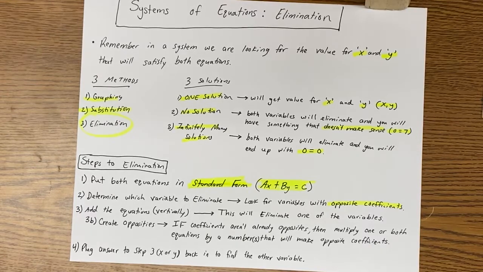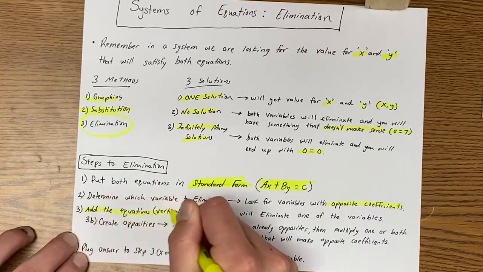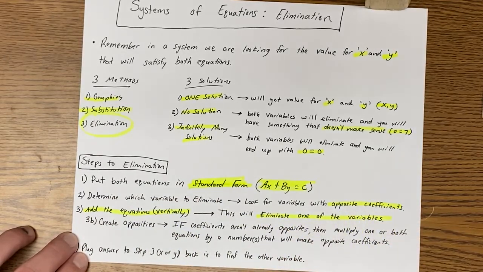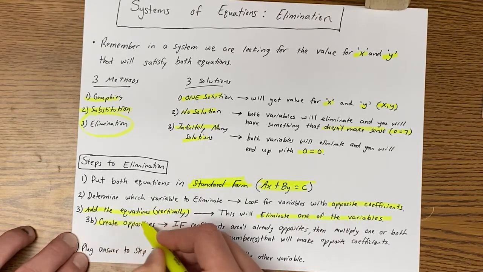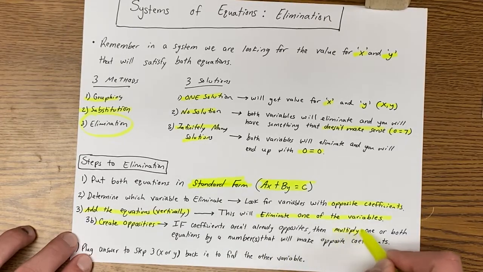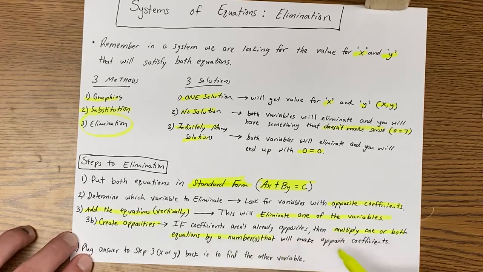Okay, so we're always going to add the equations vertically. This will eliminate one of the variables. That's what the opposites will do. When we add opposites together, they equal 0 or they cancel out. Kind of have a 3B step here: if we don't have opposites already, we have to create opposites. It says if the coefficients aren't already opposites, then we have to multiply one or both equations by a number, or two different numbers, that will make opposite coefficients.